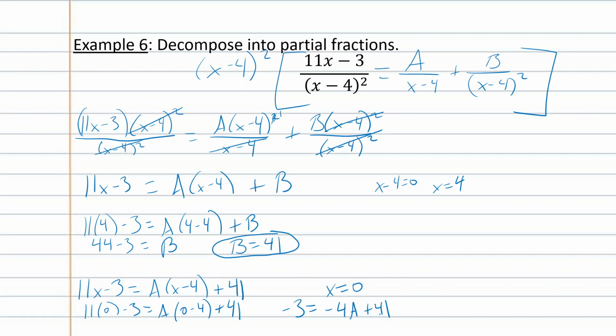So if I were to subtract 41 over, I'd wind up with negative 44 equals negative 4A. Easy enough, so that A equals 11. Now we're looking better. So let's go ahead and write down the actual partial fraction decomposition here. It's going to look like 11 over x minus 4 plus 41 over x minus 4 squared.